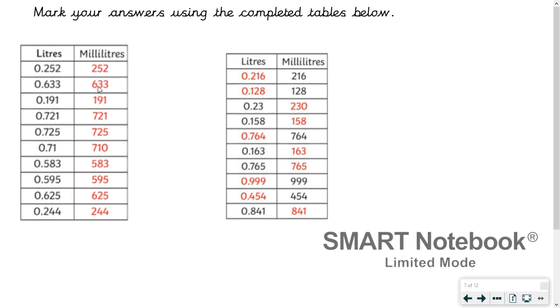But here are your answers to the first table. Here is the second table, and the answers are in red. I know that might be tricky for a couple of you to see, so hopefully you'll just be able to fill in your gaps. I do apologise. But pause it, mark it.